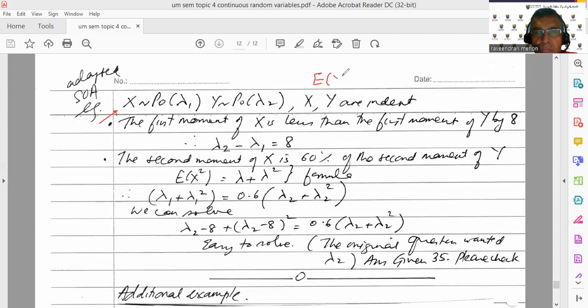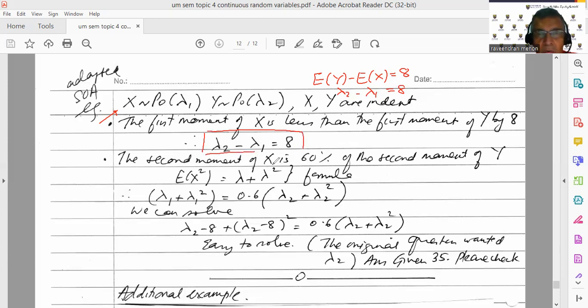You're told that the expected value of Y minus the expected value of X equals 8. Okay, that's what it means. The first moment of X is less than the first moment of Y by 8. So if you call this lambda 2, it'll be lambda 2 minus lambda 1 equals 8. So there you have it, right?